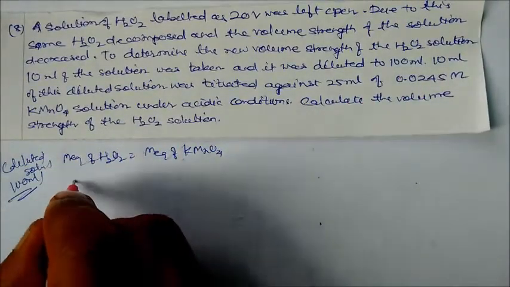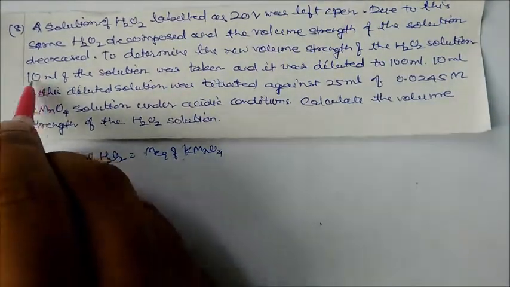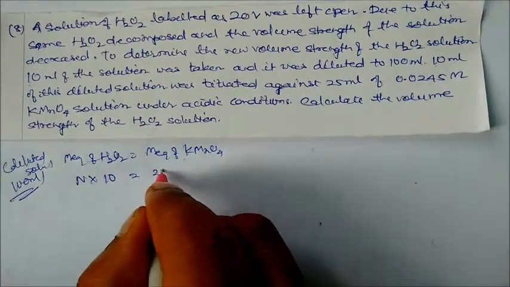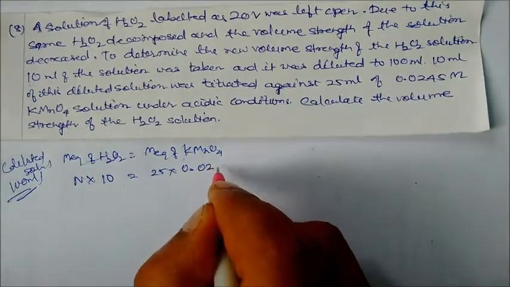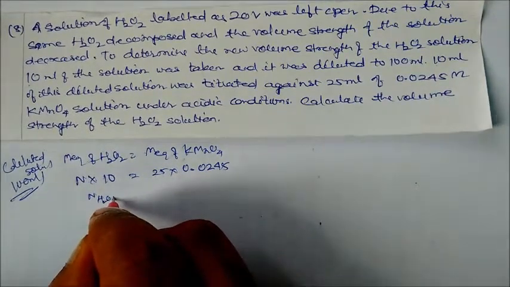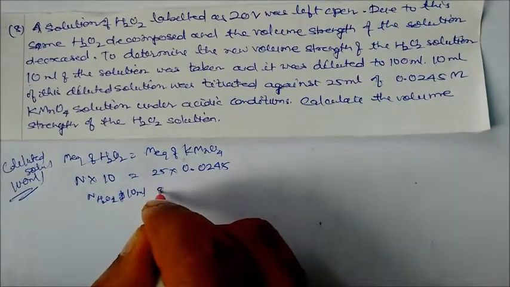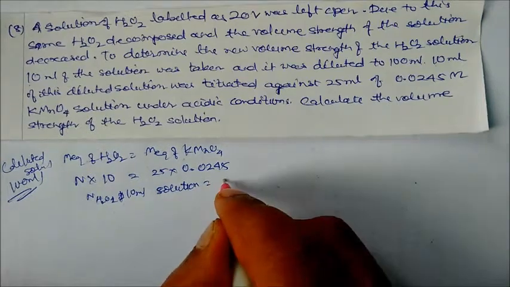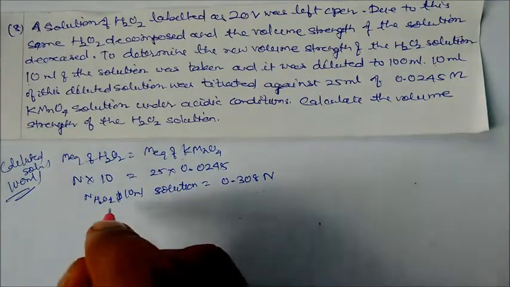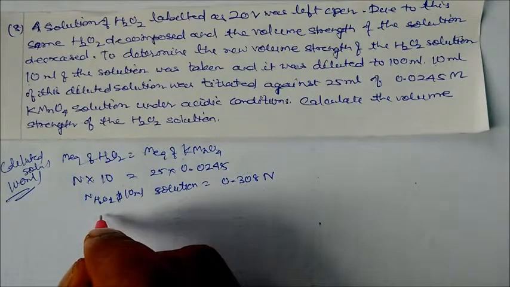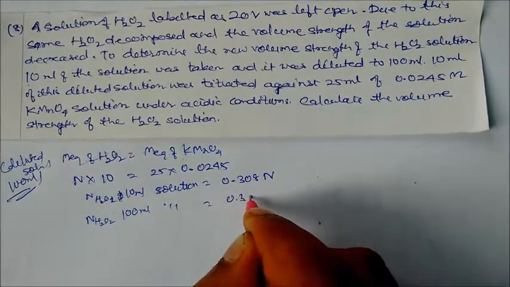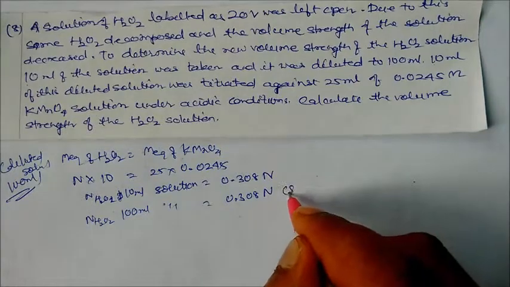Again, here normality of H2O2 will be, we have taken 10 ml, into 10 ml. Now milli equivalent of KMnO4 is how much? 25 into 0.245, okay. So here the normality of H2O2 for the 10 ml solution is 0.08 normal, okay. Now this is normality, so if you take 10 ml, 100 ml or 1 liter, it will be the same. So now we are diluting. The normality of H2O2 for the 100 ml solution will be the same, whether 10 ml or 100 ml. So the value will be the same, okay.